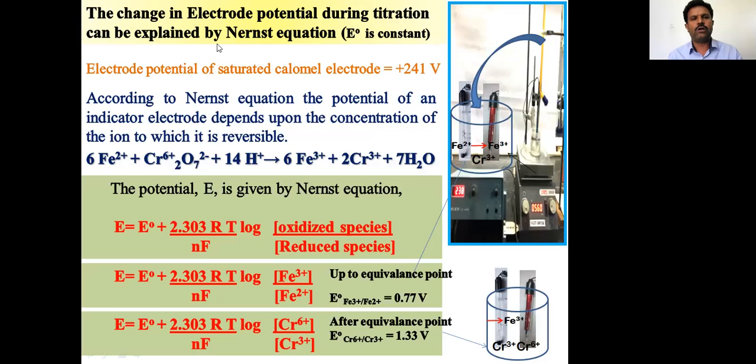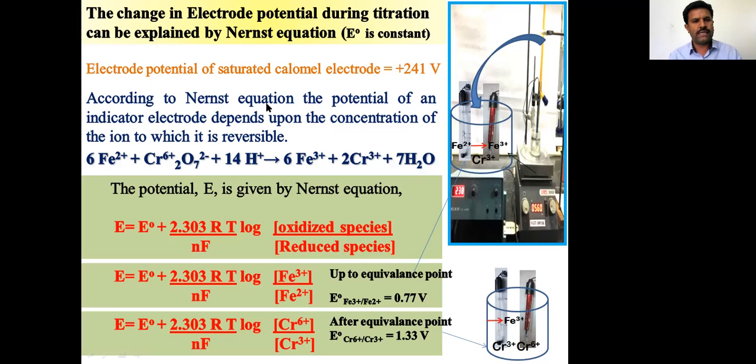The change in electrode potential during titration can be explained by the Nernst equation. Here we used two electrodes. One is the saturated calomel electrode. It's a reference electrode and its electrode potential value is constant throughout our experiment, and its value is 0.241. So it's not 241, it's 0.241 volt.